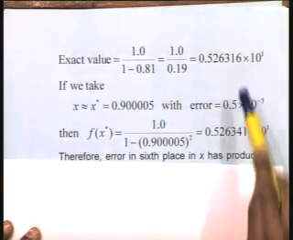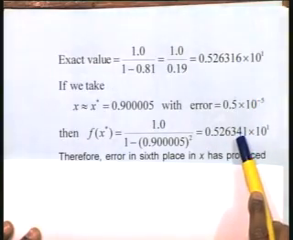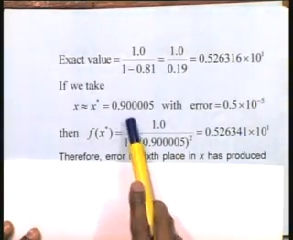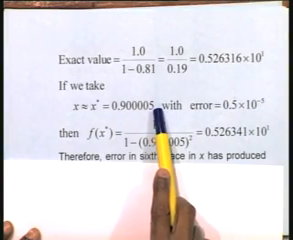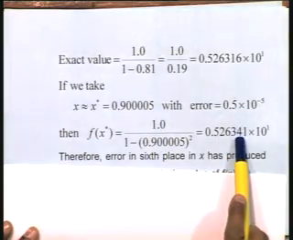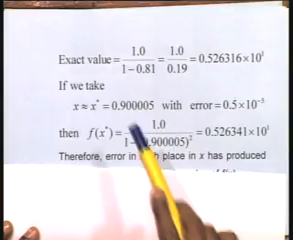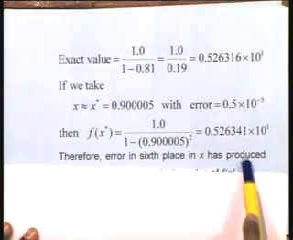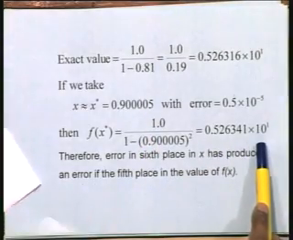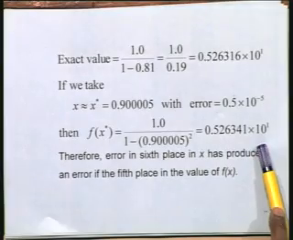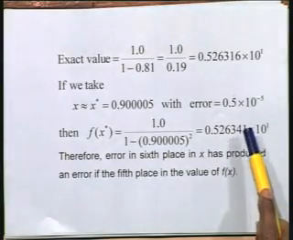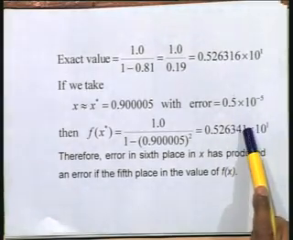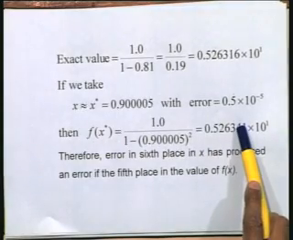This is 5263 and 1, and here 4. So we have committed an error only in the 6th place in x, whereas the function value of a simple function, 1 upon 1 minus x square, has an error in the 5th place. Now you can see how these errors play out. Accuracy up to 6 places has now been reduced to 5 decimal places.